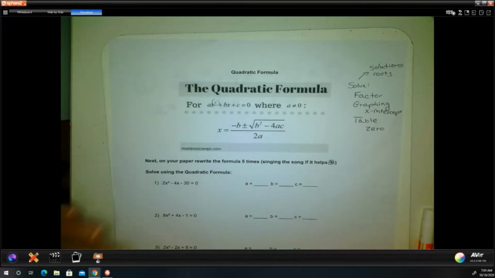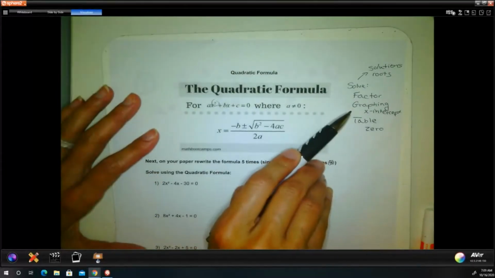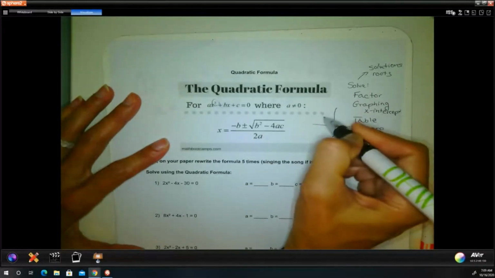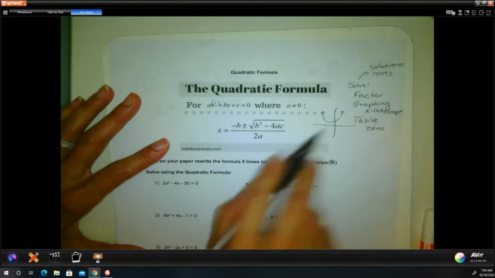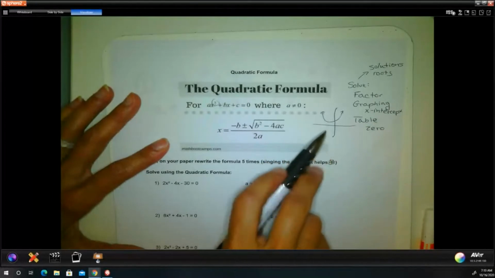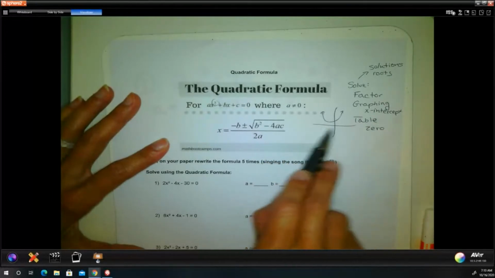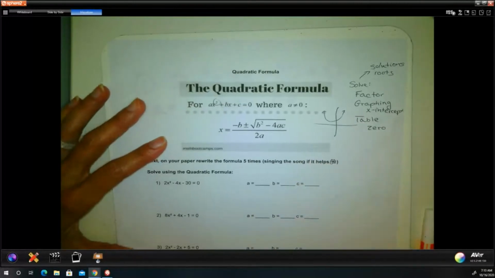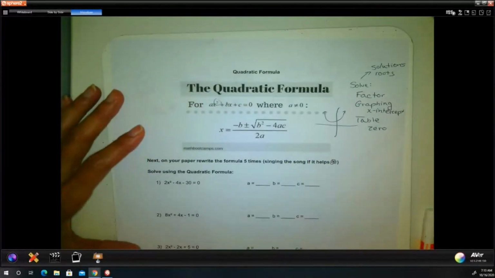The quadratic formula will always work. Factoring, graphing, and using the table might not always work, because quadratics make a parabola, but sometimes they don't hit the x-axis. If they don't hit the x-axis, our solutions are imaginary. So then we really need the quadratic formula.